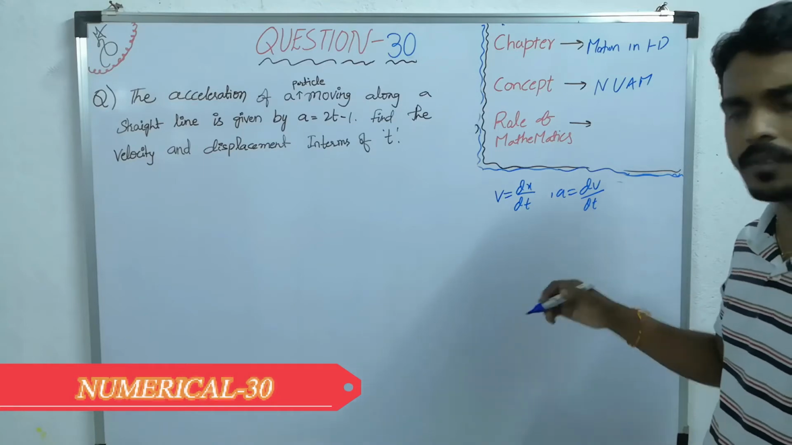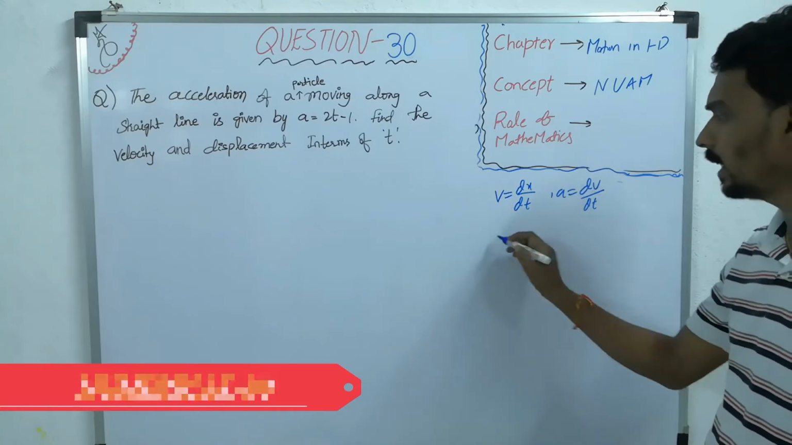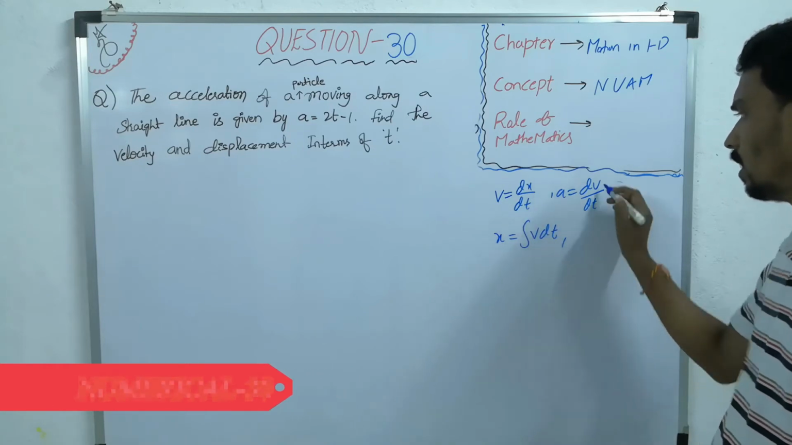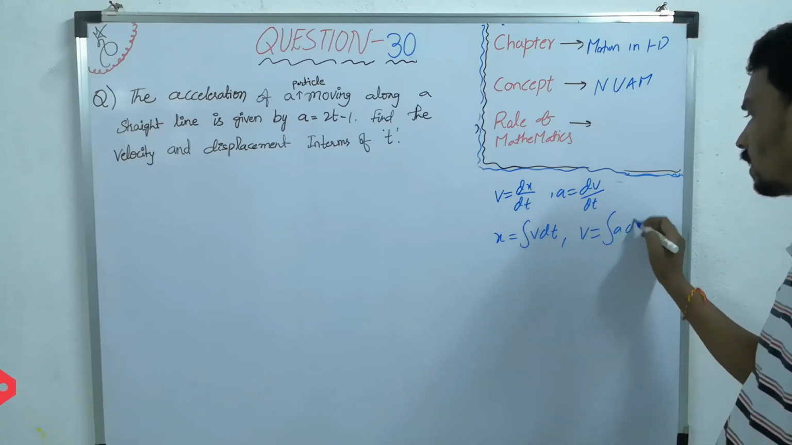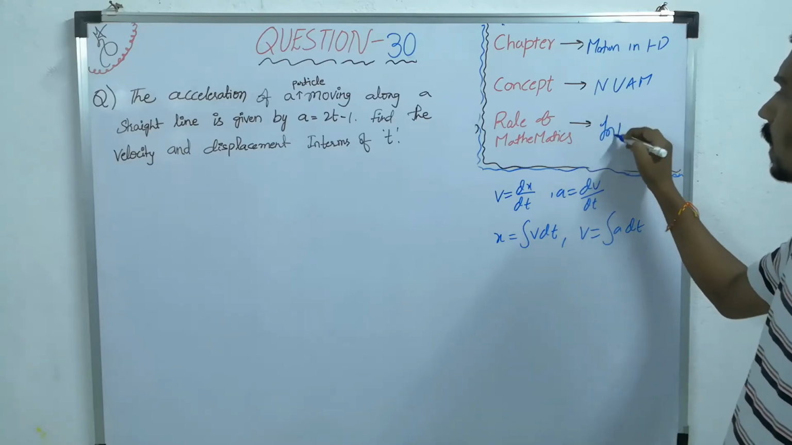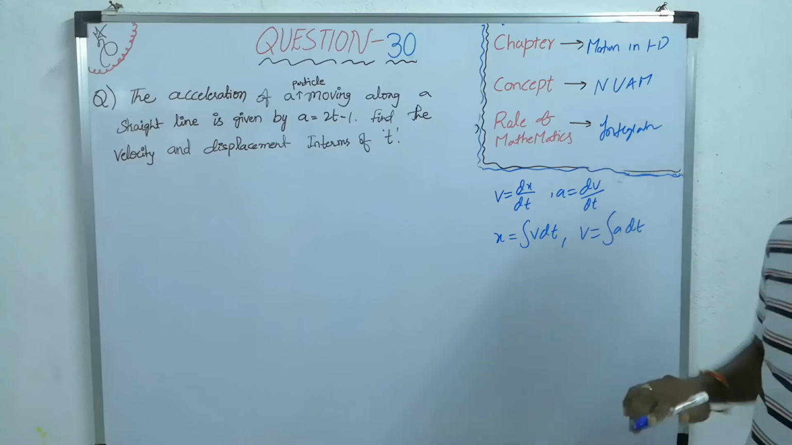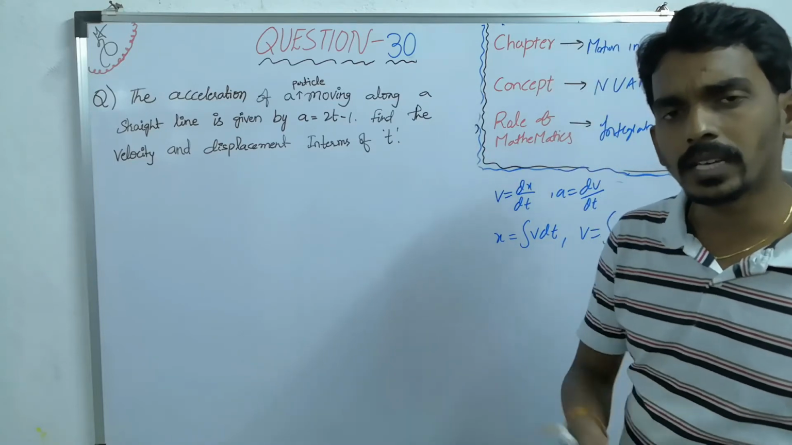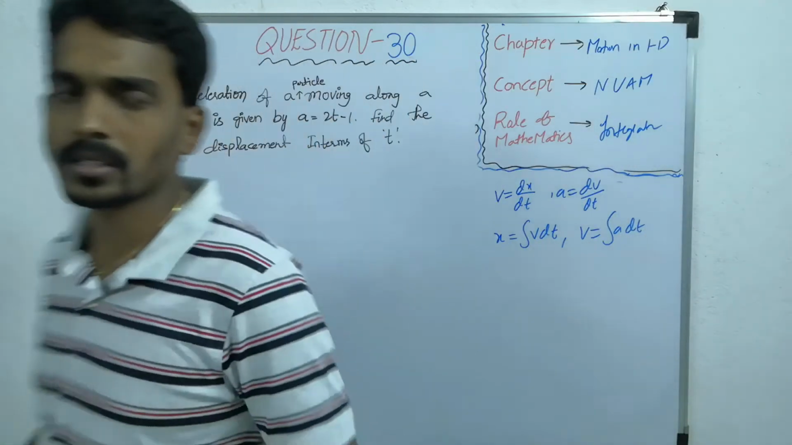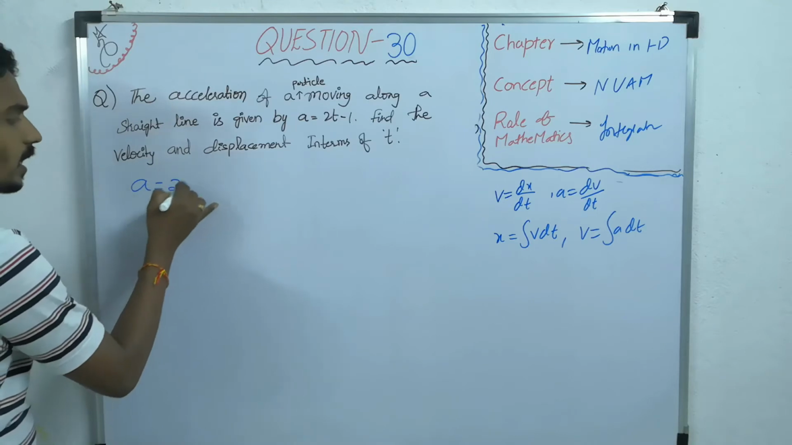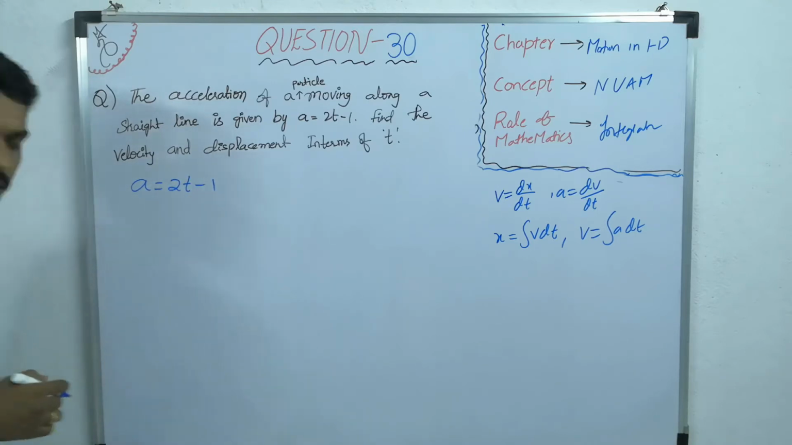Now if you think of the reverse, finding displacement from velocity, integration of v dt, and finding velocity from acceleration, integration of a dt, then you will go for what? Integration. Let us understand that type of question also. There they will give you acceleration as a function of time or displacement. Let us take the first example as a equals 2t minus 1.